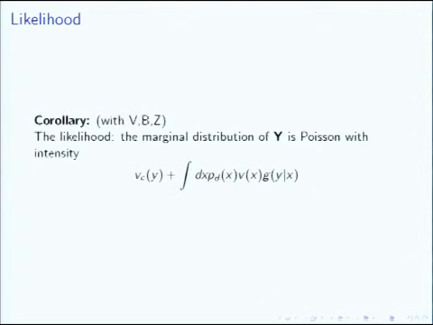Now there are a few results you can actually peel off from this, which we will need. One of these is the likelihood, and I guess the simplest way I can describe the likelihood is by just saying the marginal distribution of y is Poisson with this intensity. So the points that you see are contributed by clutter, and by some of the points of the hidden process. This is the contribution that comes from the hidden process, and this is the contribution that comes from clutter. And if you know this, then you know the likelihood.